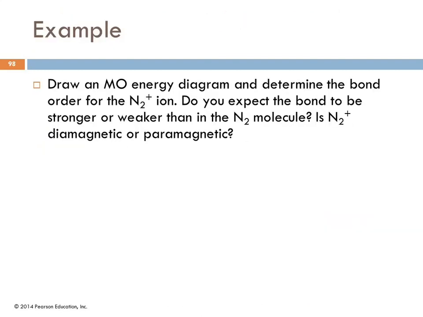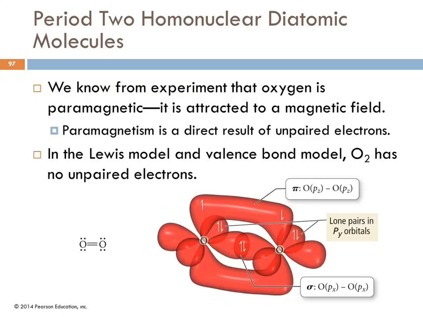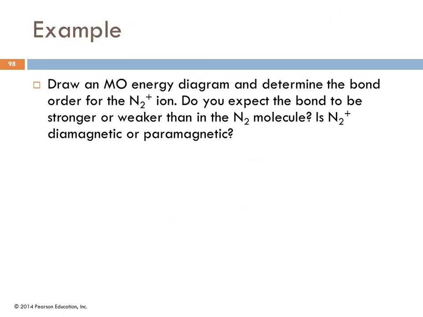So let's draw a molecular orbital energy diagram and determine the bond order for the N2 plus ion. Did I miss something? No, I didn't. Seems like there should be something else there. Do we expect the bond to be stronger or weaker than the N2 molecule, and is N2 plus diamagnetic or paramagnetic? You know what I'd like to do first is draw the diagram for oxygen. Because we were talking about oxygen and somehow just left oxygen there, and that doesn't seem right.